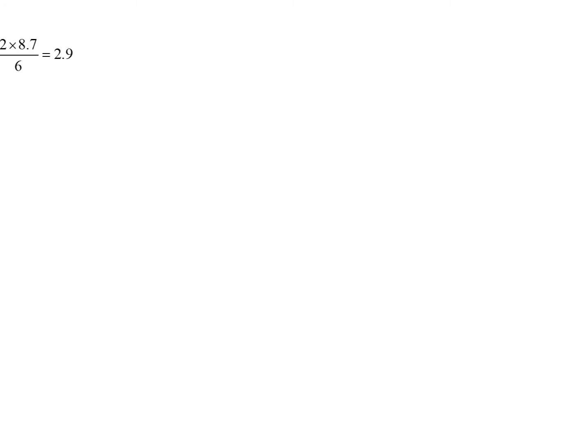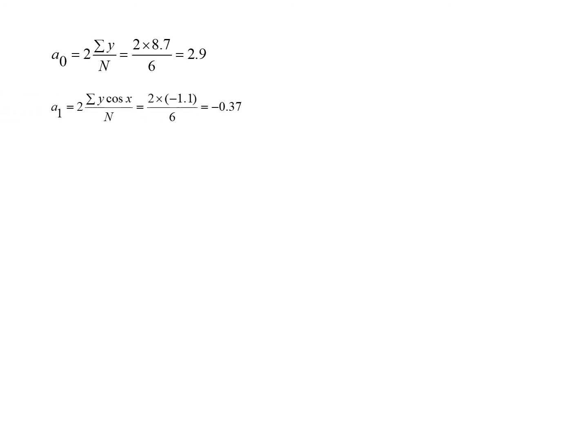Now we will proceed to find the values of the Fourier constants a0, a1, etc. So look at the first one, a0. The formula is 2 into sigma y divided by capital N. And what is sigma y? From the tabular column you have sigma y is 8.7. That you can substitute. Next is a1. The formula is 2 into sigma y cos x divided by capital N. So the column addition of y cos x, that is minus 1.1, you have to substitute.